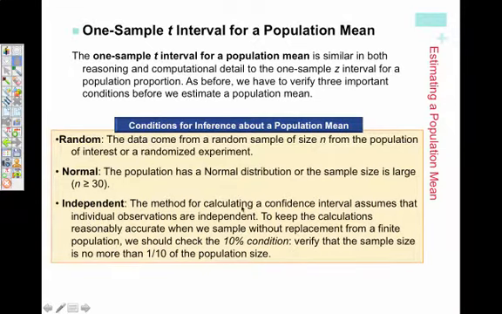The method for calculating our confidence interval assumes that individual observations are independent. If observations are sampled without replacement, we should check the 10% condition to make sure that the sample size is no more than 1/10 of the population size.